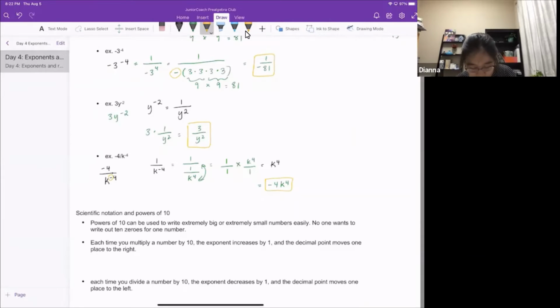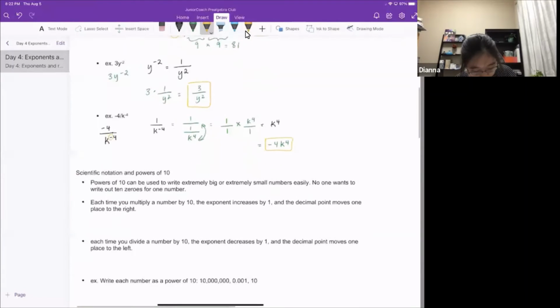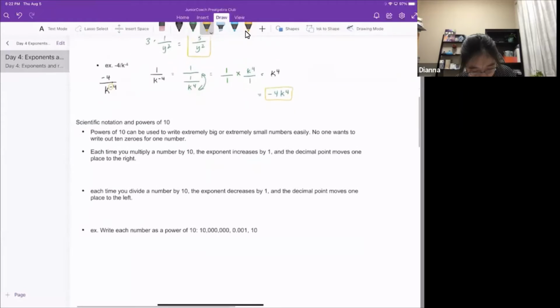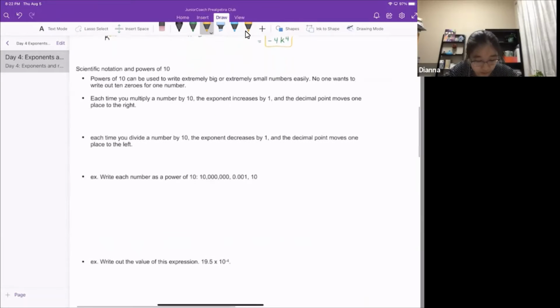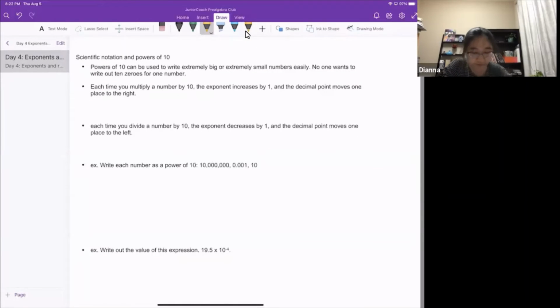My handwriting is legible, so hopefully that makes sense. Negative exponents are what I wanted to get at there, because they're probably the most difficult thing to wrap your head around. Okay, so here is some application stuff. We have scientific notation and powers of 10.